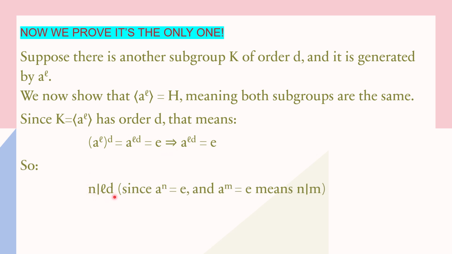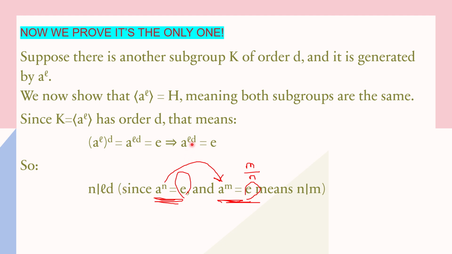So n divides ld, according to the similar thing that we did in the previous slide. When d divides n, in a similar way here n divides ld, since a^n is equal to e and a^m is equal to e, which means n divides m. In the previous slide, we had a raised to n. Now if there is another a raised to m, which is also equal to e, this means that n divides m, that is m divided by n. This is already proven according to one of the theorems that we did earlier. You can check the previous theorem that I explained in one of the previous videos. There also we proved a similar thing. So this means that m is divisible by n.